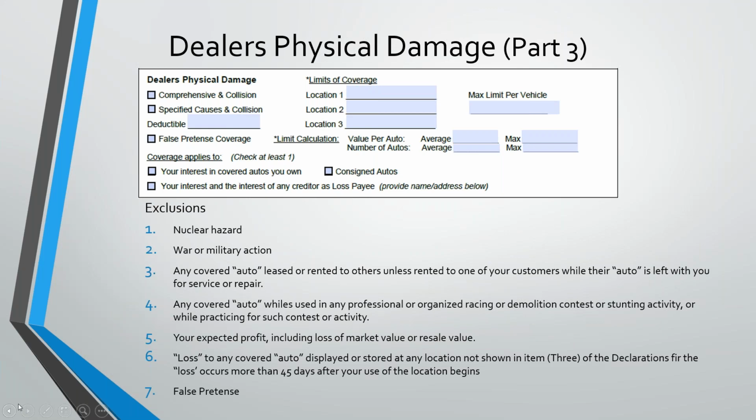These standard exclusions you see here, nuclear hazard and war, are pretty standard for any coverage out there. Those are going to be excluded. Any covered auto that's leased or rented is not going to be covered by this. Also, any covered auto used for professional racing or demo contests is typically excluded.